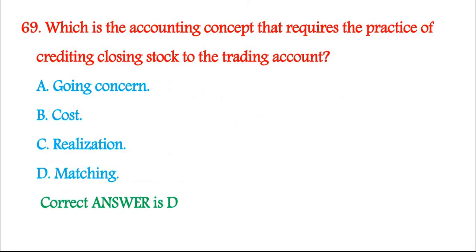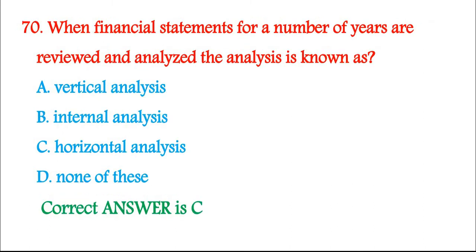69. Which is the accounting concept that requires the practice of crediting closing stock to the trading account? A. Going concern, B. Cost, C. Realization, D. Matching. Correct answer is D. 70. When financial statements for a number of years are reviewed and analyzed, the analysis is known as: A. Vertical analysis, B. Internal analysis, C. Horizontal analysis, D. None of these. Correct answer is C.